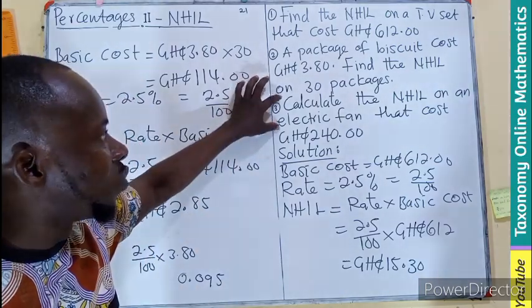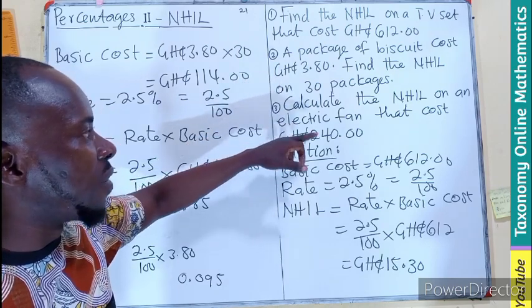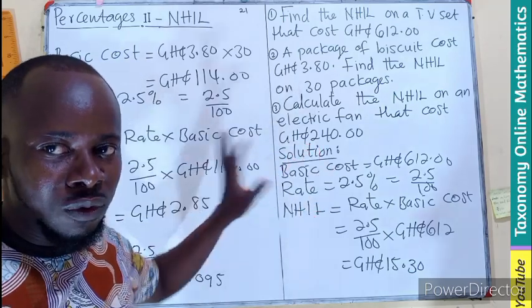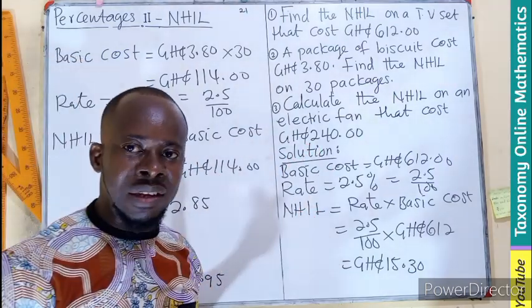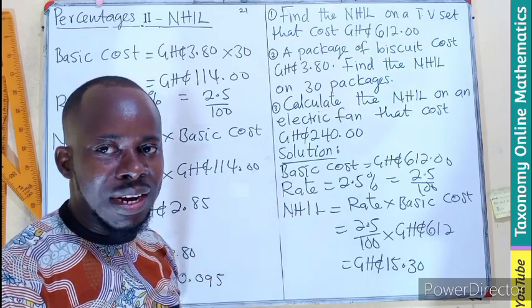Now the third one is to calculate the National Health Insurance Levy on an electric fan that costs 240 Ghana cedis. I'll be leaving this for you to try and leave your answer in the comment section to see how best we understood the concept.